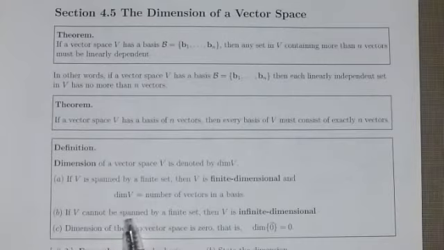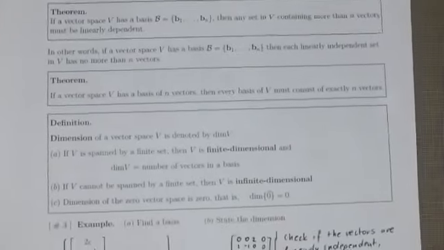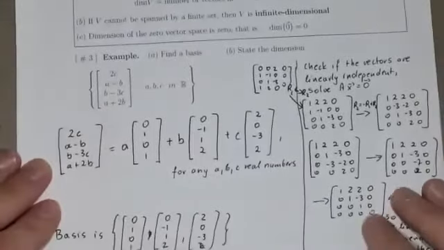But if V cannot be spanned by a finite set, then V is infinite dimensional. And by definition, the dimension of the zero vector space is zero. This is just a definition, because the zero vector space has just one vector. We could have assumed it's one, but by definition, it is zero. So now we have an example.